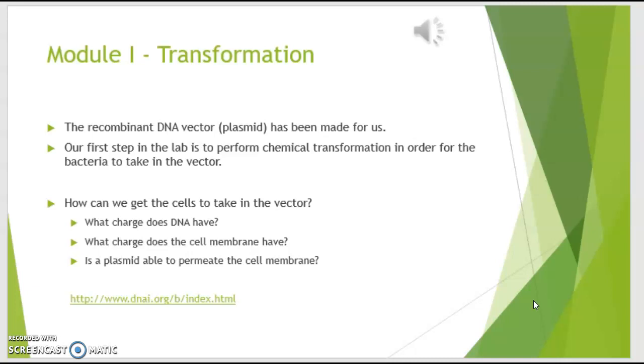Hopefully we remember that DNA has a negative charge. We should know that from gel electrophoresis. What charge does a cell membrane have? The cell membrane actually also has a negative charge, and that's the exterior of the cell. Is a plasmid able to permeate the cell membrane? Well, if the cell membrane has a negative charge, and our plasmid vector DNA also has a negative charge, we should know that the two like charges will repel each other, and so it's going to be hard to get that DNA inside the cell. So we're going to have to do something to help make the transformation happen.